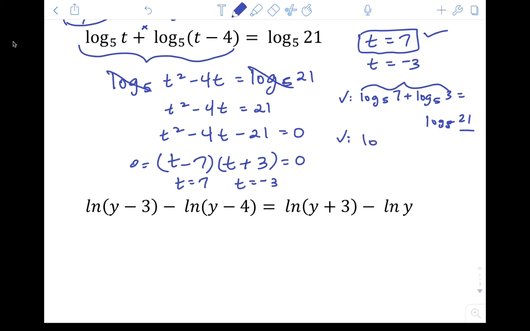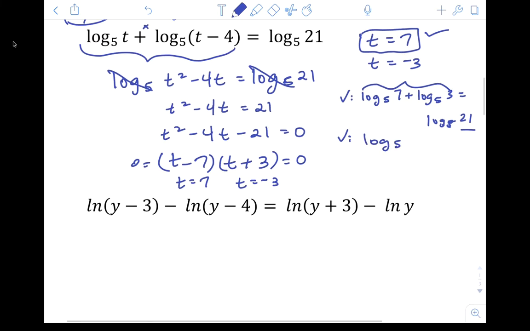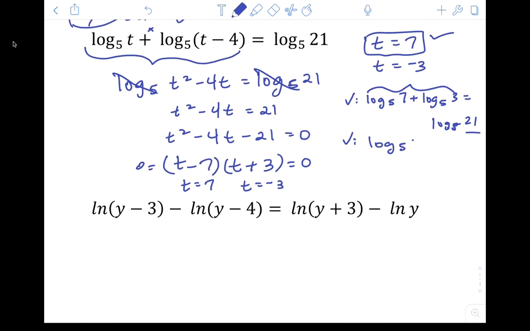Negative 3. Right off the bat, we plug in the negative 3 for t, and we already have a problem. You can't take the log of a negative number.